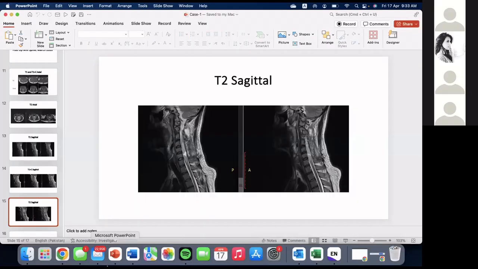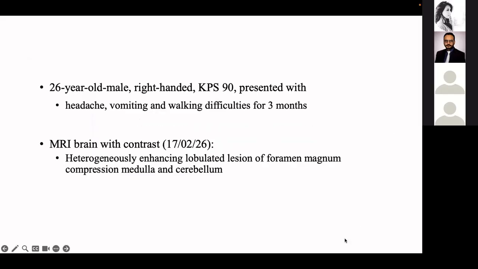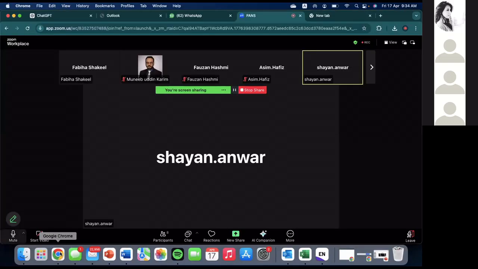Dr. Fabia. Yes, Dr. Asim. Sorry, Dr. Shan, do you have any question? Yes, I had a question for Dr. Fawzan regarding the surgery. There has been a decompressive surgery, and the radiation will cause a lot of edema, and that will be helpful. But what about the stability? Would there be mechanical instability in the long run because the patient is quite young?